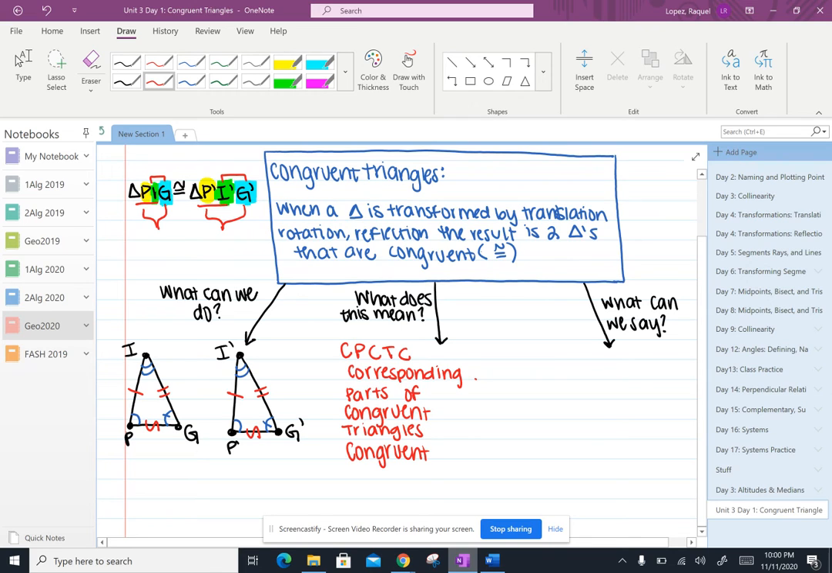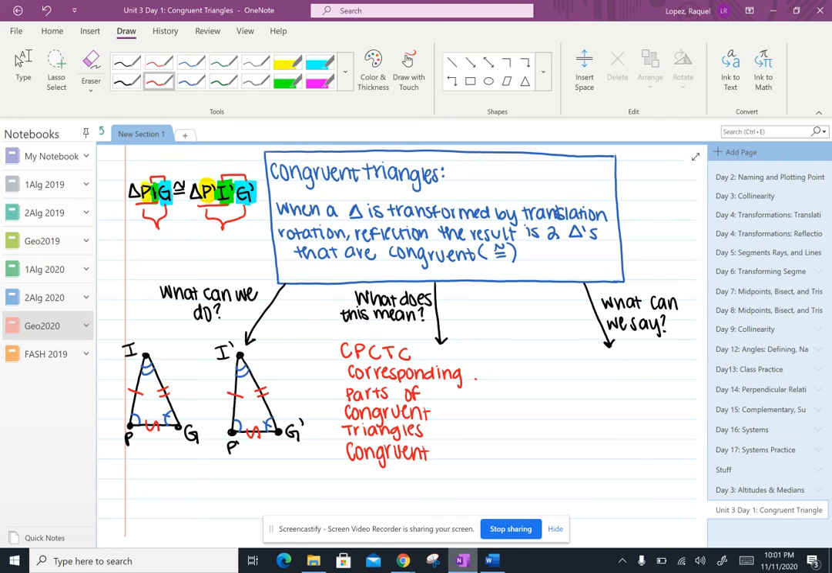So that's what I mean by corresponding parts. Since P is the first letter in that first triangle and P prime is the first letter in that second triangle, then those are corresponding angles. Since I is the second letter in the triangle PIG and I prime is the second angle in the triangle P prime, I prime, G prime, then angle I and angle I prime are corresponding angles. And we can say the same thing for the sides.